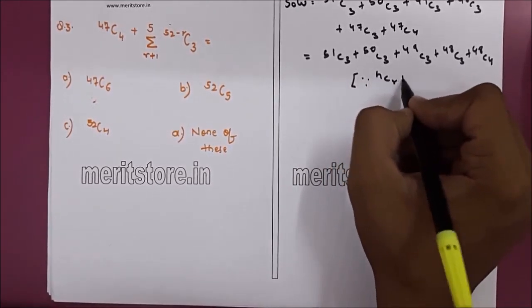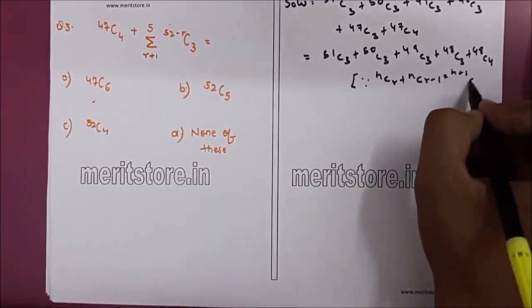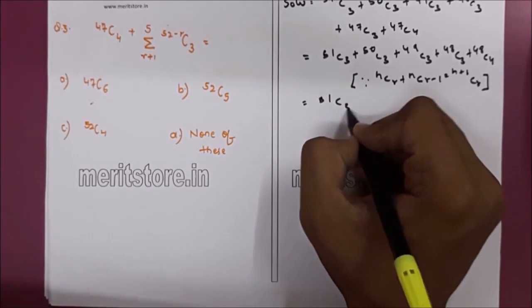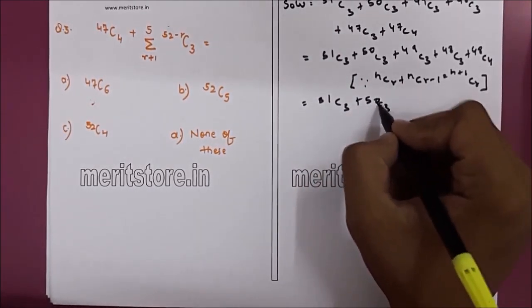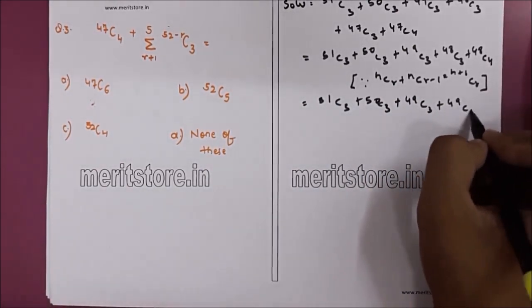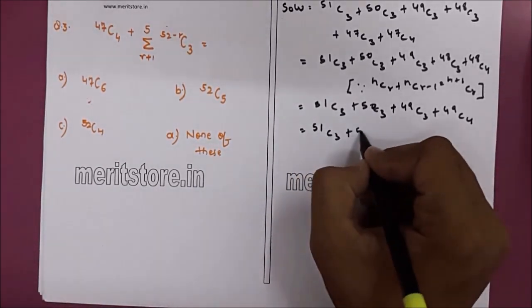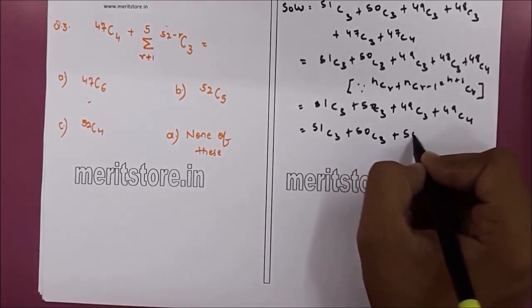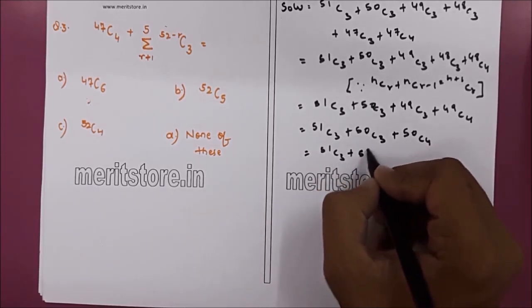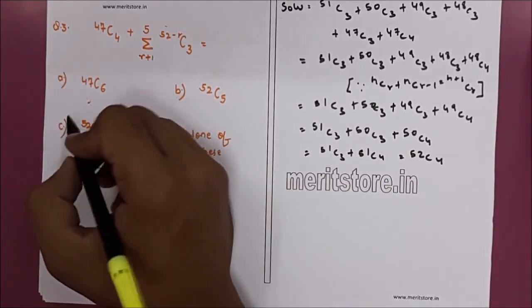Since NCR plus NC(R minus 1) is equal to (N plus 1)CR, that is equal to 51C3 plus 50C3 plus 49C3 plus 49C4. That is equal to 51C3 plus 50C3 plus 50C4, equal to 51C3 plus 51C4, which is equal to 52C4. Option C is correct.